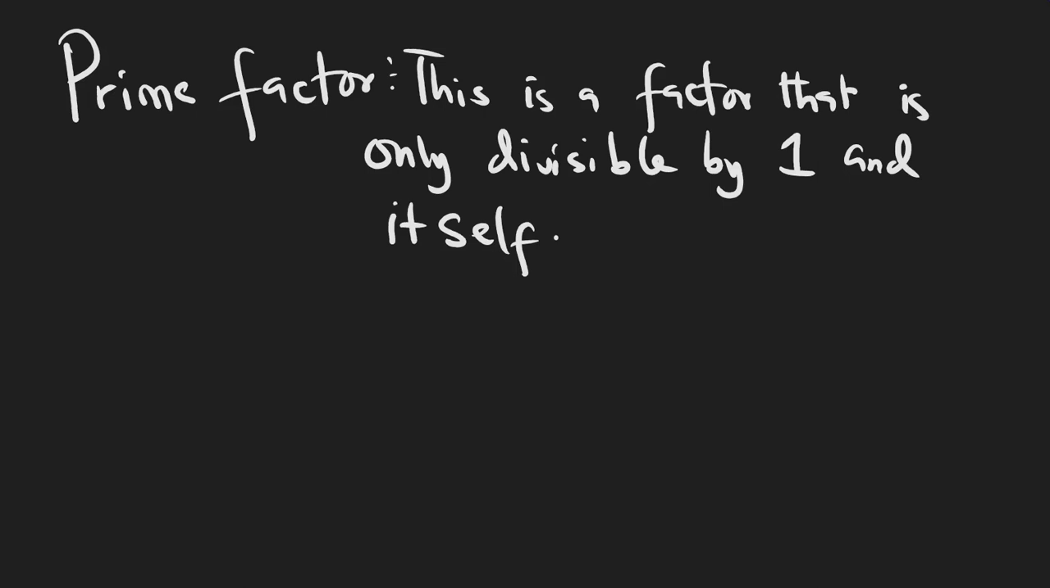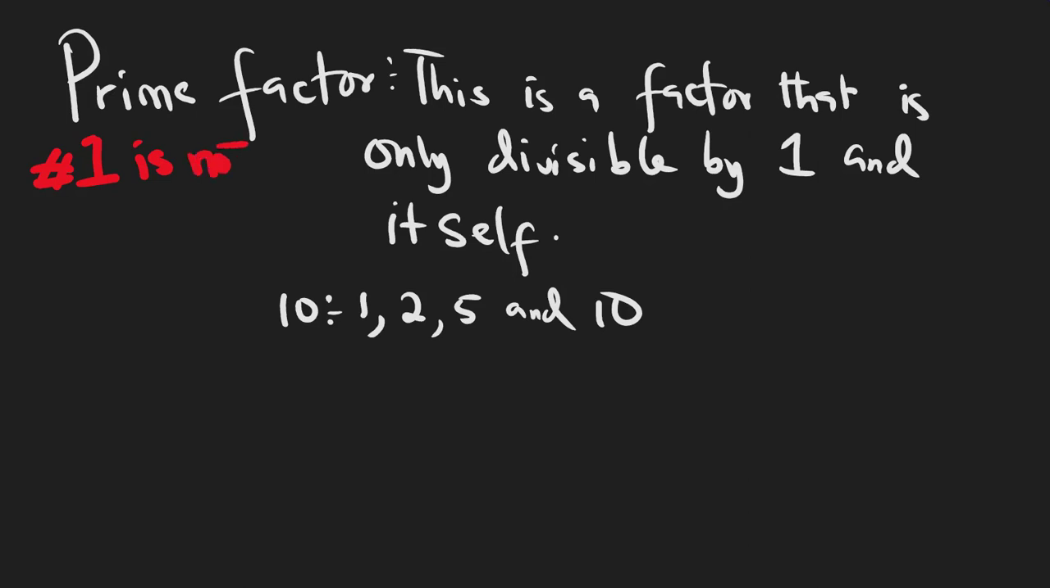For example, what are the factors of 10? If you check, the factors of 10 are 1, 2, 5 and 10, right? So one thing to note here is that 1 is not a prime number. 1 is just a universal number. So we say 1 is not a prime number, right?